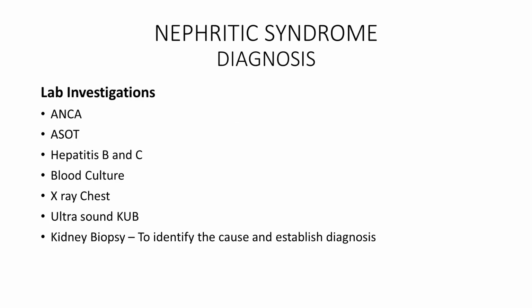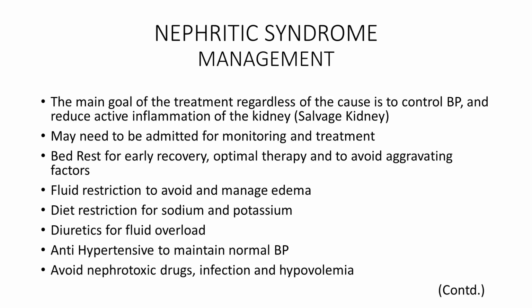ANCA for Wegener's granulomatosis, ASOT for post-streptococcal, hepatitis B and C for membranoproliferative, blood culture for infective endocarditis. X-ray chest can be helpful in identifying infiltrates, and ultrasound KUB for the size of kidney, and proceeding with the kidney biopsy to identify and establish the diagnosis. Kidney biopsy is the ultimate tool for the diagnosis of nephritic syndrome.